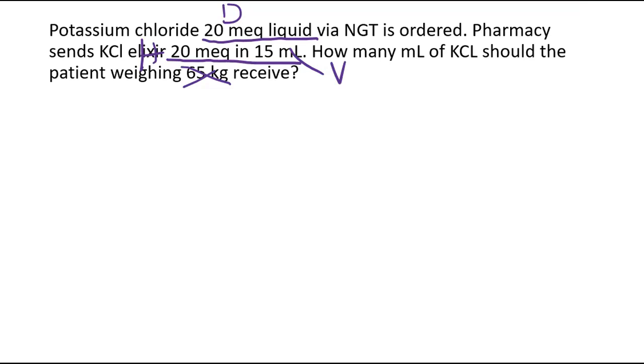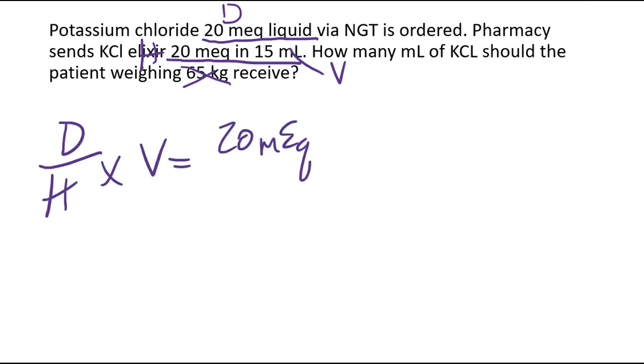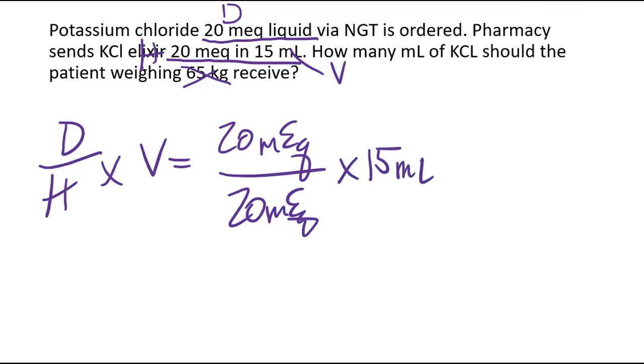So we start with desired over have times volume. This time we actually have a volume. So we have 20 milliequivalents and 20 milliequivalents in 15 milliliters. We can cross that out. We got 20 on both sides. And so basically what we're going to do is give 15 mLs.